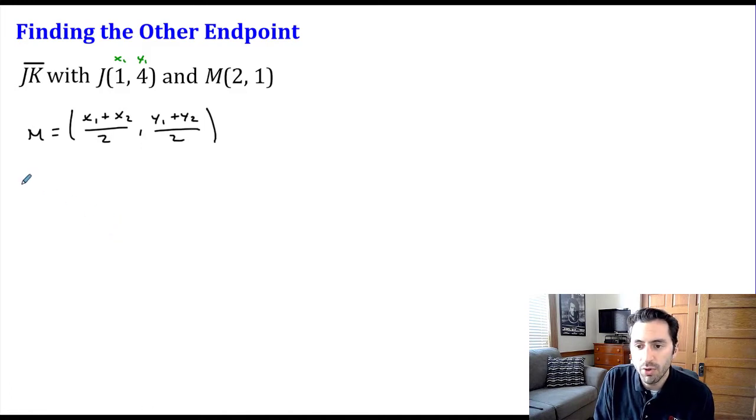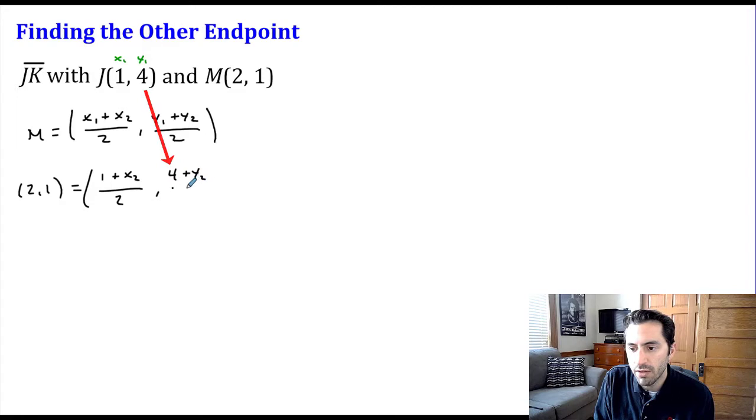I'm still going to use the formula, but I'm going to be plugging in our information in different spots. So I know the midpoint. I know M is the point (2, 1). And then based on what I'm given, I know one of the x's and I know one of the y's. So inside here, let's say x1 is 1. I don't know what x2 is. I know y1 is 4, and I don't know what y2 is.